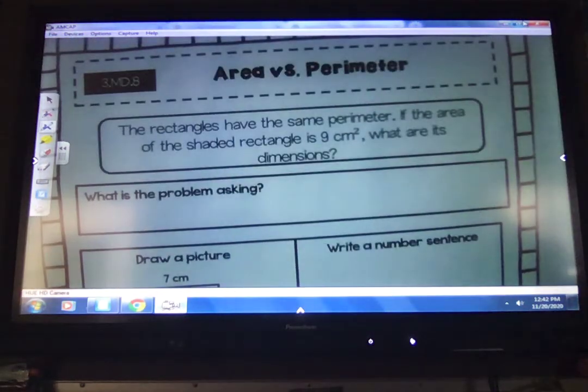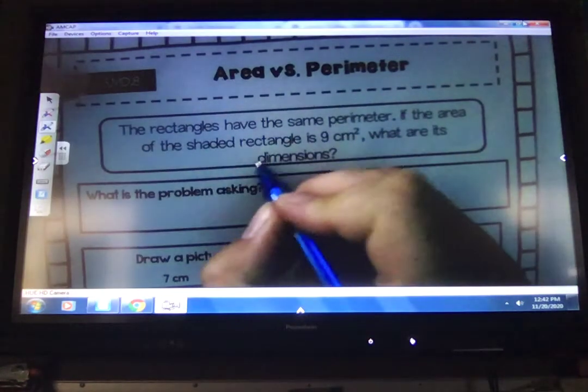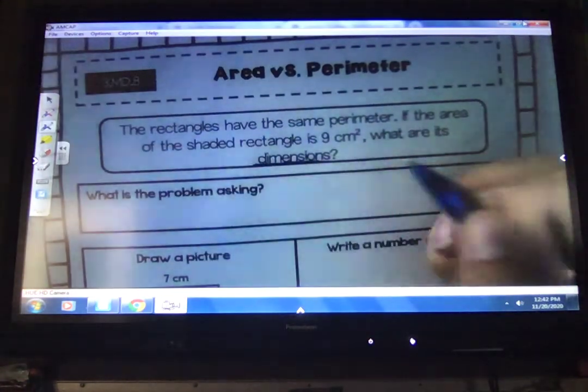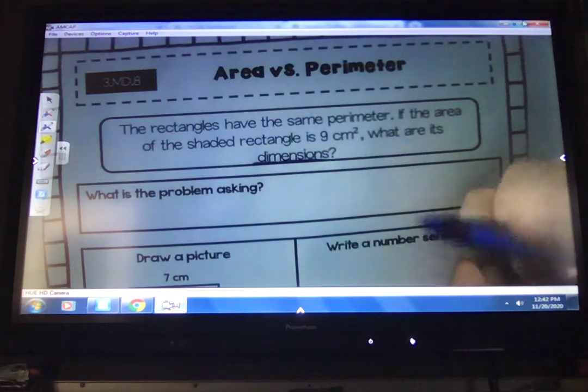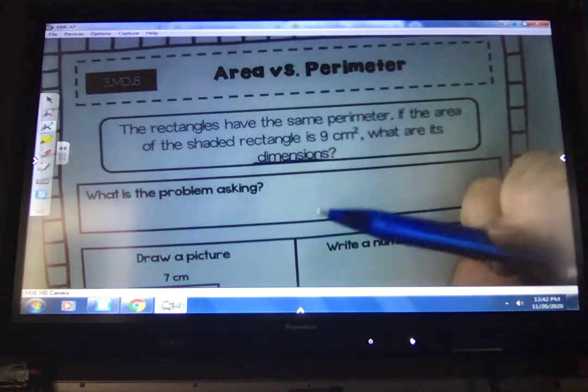And the last one. This is a review over both area and perimeter. Rectangles have the same perimeter. If the area of the shaded region is 9 centimeters squared, what are its dimensions? Okay, so the problem is asking dimensions. That's a good word. Dimensions means what are the lengths around this rectangle? Okay, that's what dimension is. What's the length and the width?